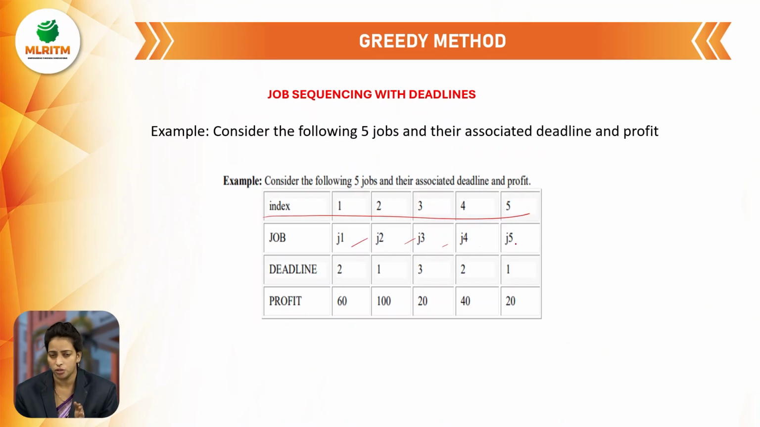I already told you each and every job is associated with a deadline and profit. J1 indicates job 1. J1 deadline is 2, profit is 60. Job 2 deadline is 1, profit is 100. J3 profit is 20, deadline is 3. J4 deadline is 2, profit is 40. Next, J5 deadline is 1, profit is 20. So here we consider 5 jobs, each with a deadline and profit.